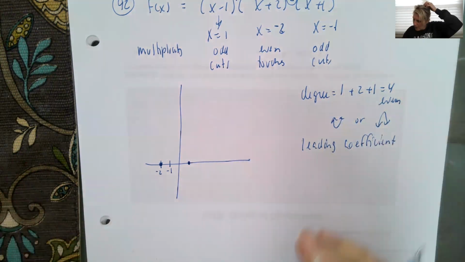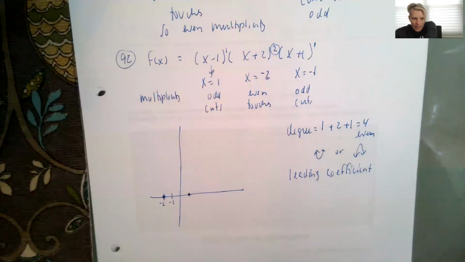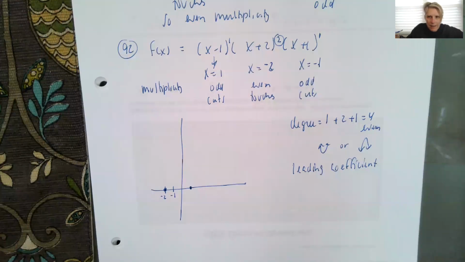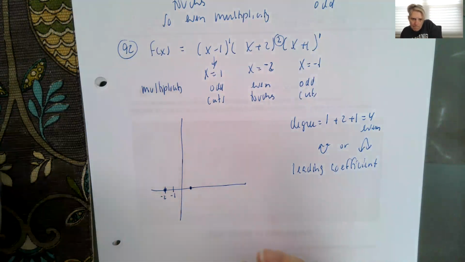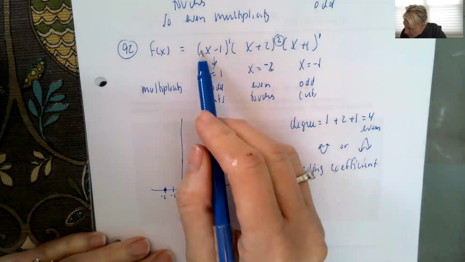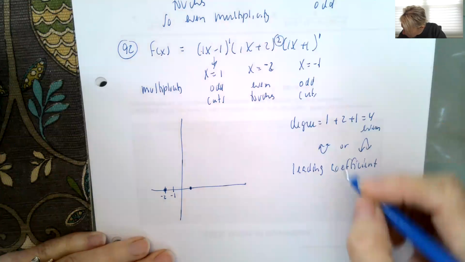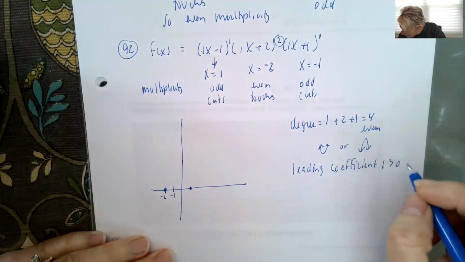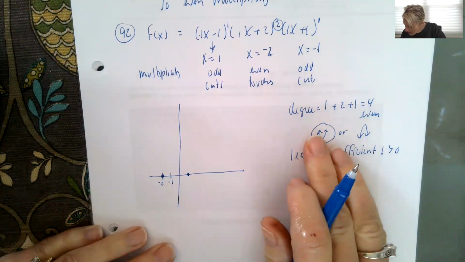Isn't it so cool that we can do all this from the symbolic function of this without even seeing the graph yet? We can visualize the graph. So our leading coefficient, because these are all +1 up here on these x's, it's going to be 1, which is greater than 0. So it's going to be both facing up. So it's going to end facing up.